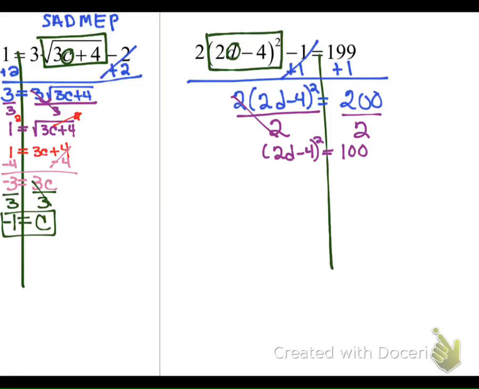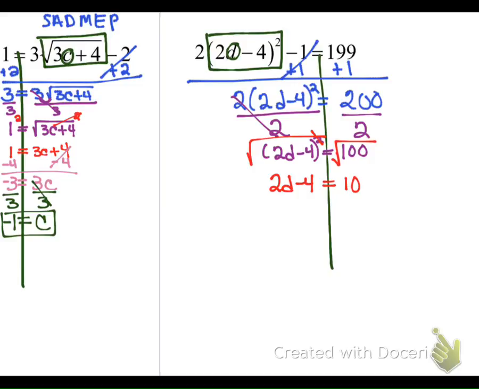Now the square is by itself, so I do the inverse operation of square, which is square root. Whatever I do on one side, I have to do on the other. Square and square root cancel on the left, so now I can just bring down the 2d minus 4. I no longer have to have that in parentheses, so I can just drop them. And then the square root of 100 will be 10.